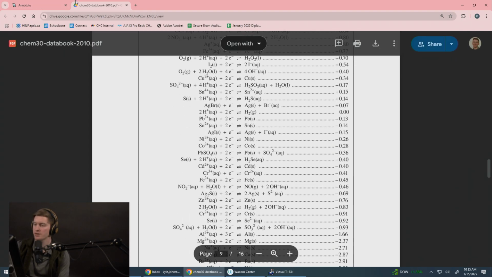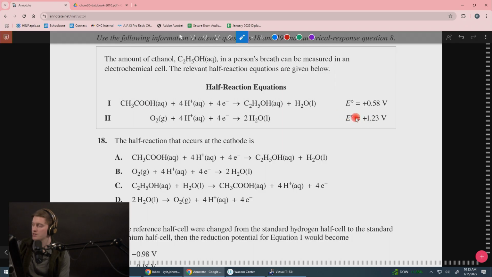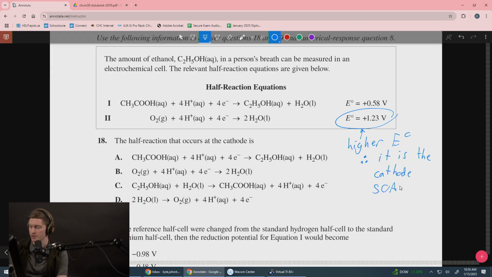If you look at these, you'll notice that this half reaction here has our larger electrical potential, which means that if we were to rearrange these on the redox table, this would actually be higher. This is our higher one, so it's going to be our cathode. They're trying to trick you by putting them in this order. This has the higher E0, therefore it is the cathode. It's the stronger oxidizing agent, it's the reduction. So the half reaction that occurs at the cathode is going to be reaction number 2.